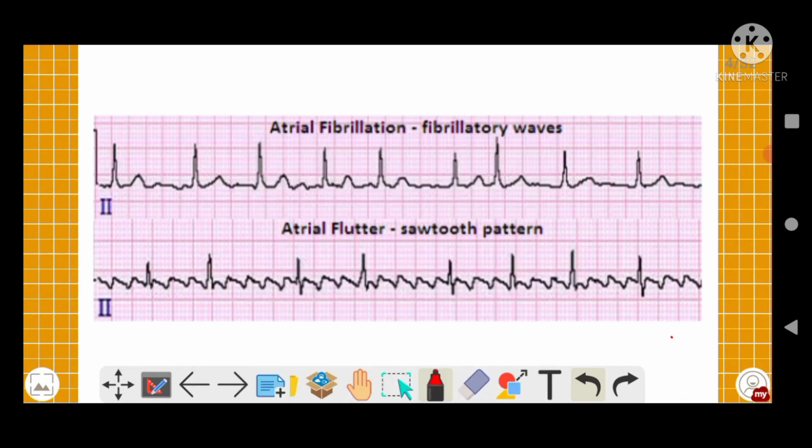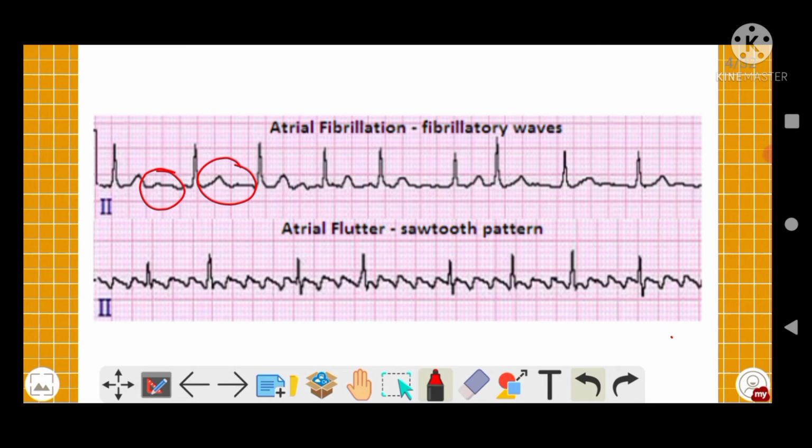First we will look at atrial fibrillation. See, there is no particular P wave. This is called a bizarre P wave, which we already discussed. Or there is no discrete, no characteristic, no distinct P waves. Whatever you say, there are no P waves.